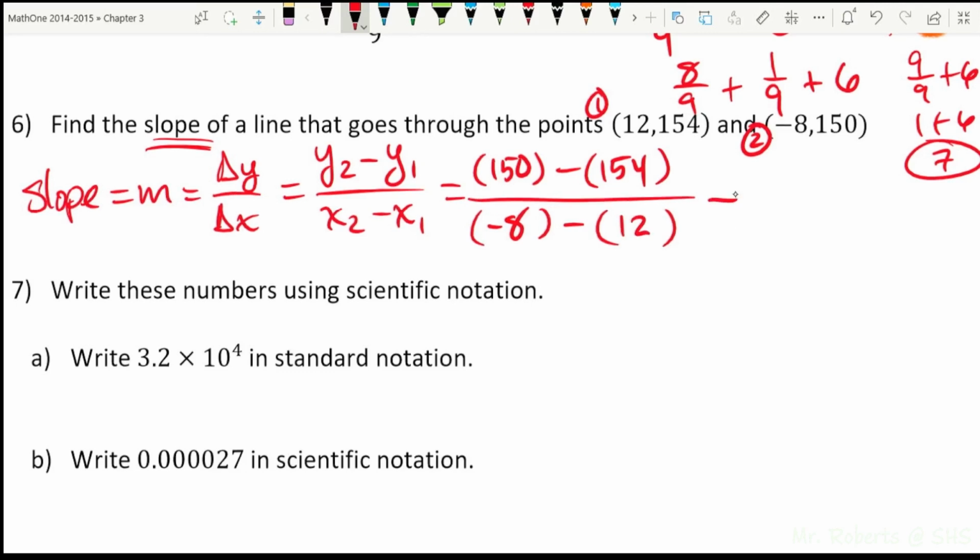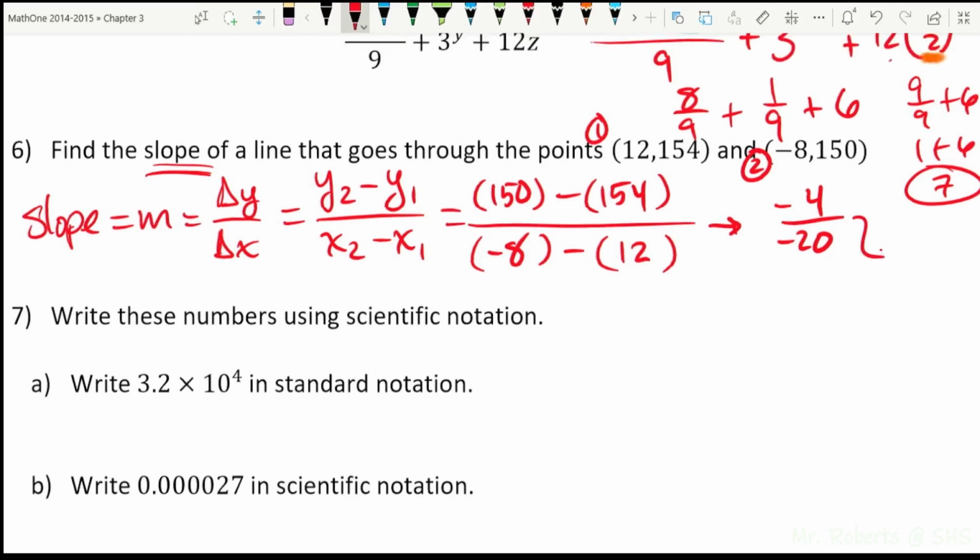I'm looking at 150 minus 154, which looks like -4. And then in my denominator, I've got -8 minus 12, which is -20. So you can see both of those are negative, right? I've got -4 over -20. So it looks like my slope is going to reduce to, because both of those are divisible by 4, and a negative over a negative is positive.